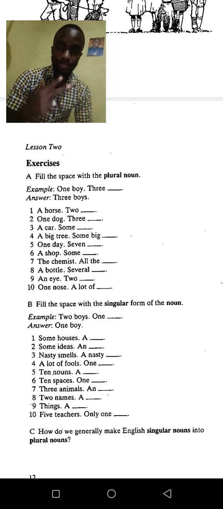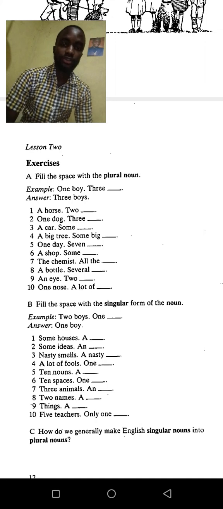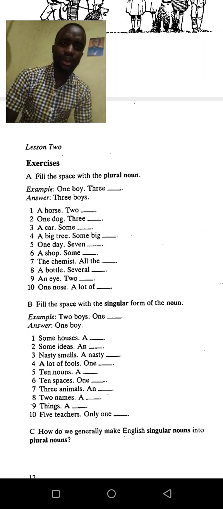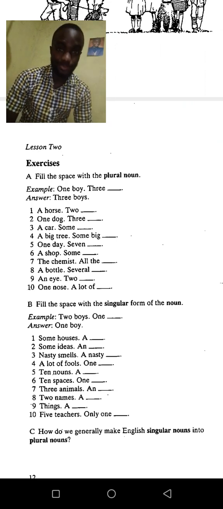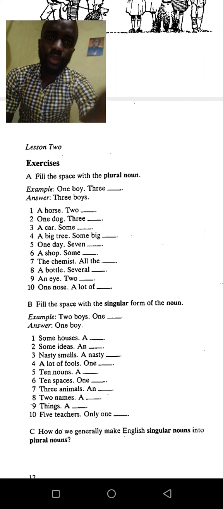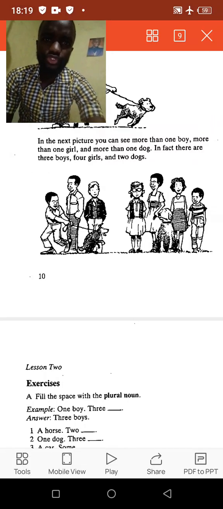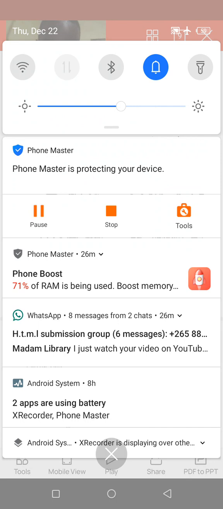Now 2, it means more than one. Two what? Horses. Number 2, one dog. Three what? Three dogs. We just add an s to the singular word, and I think that is pretty clear there. Okay, so what I wanted to do is to use time to make sure that I don't consume time.